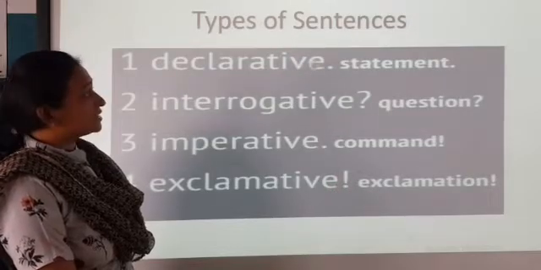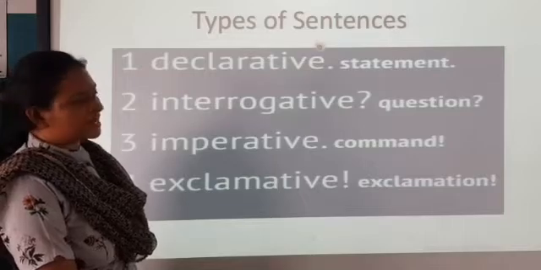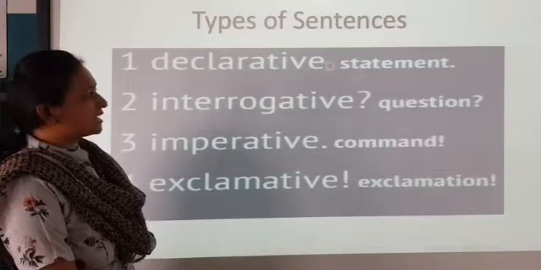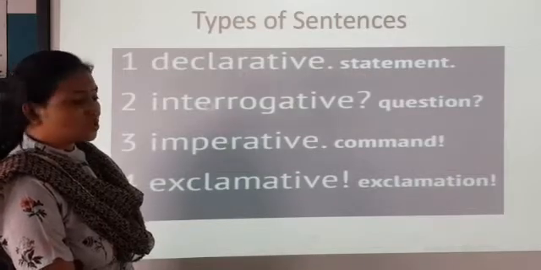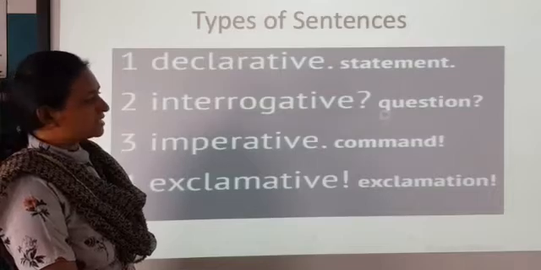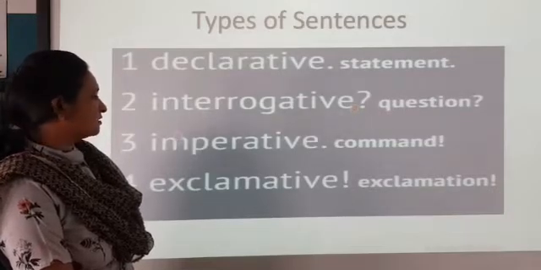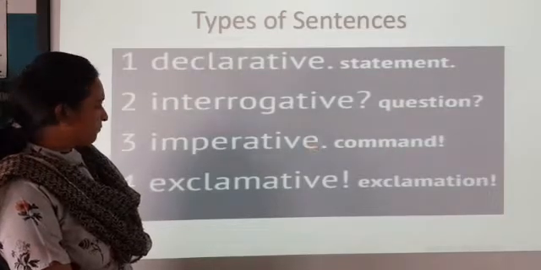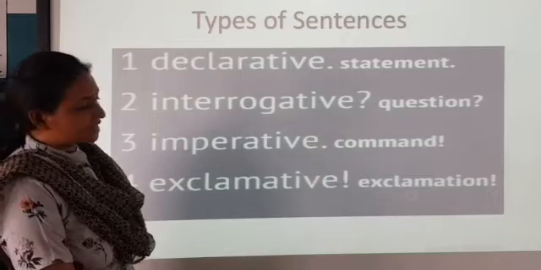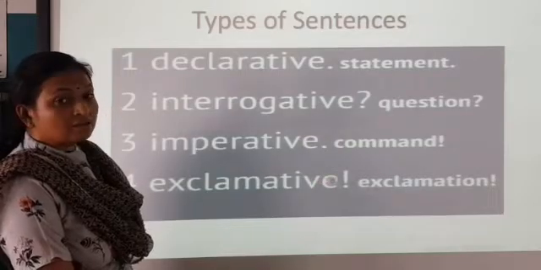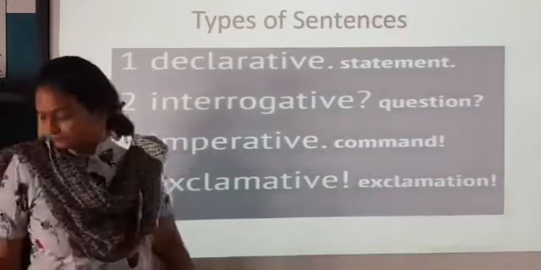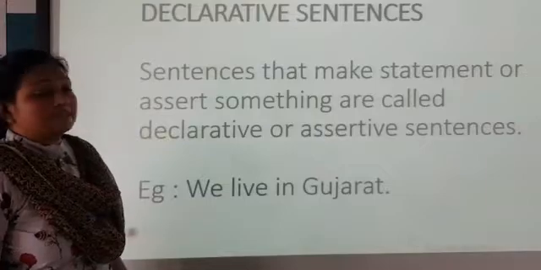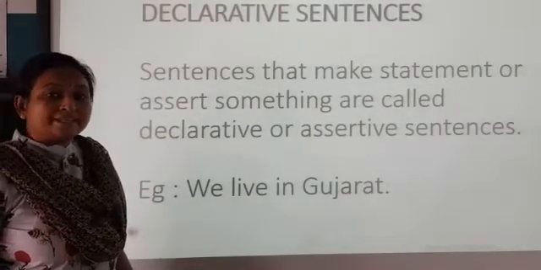So again I am repeating types of sentences. We have four main types of sentence. First one is declarative, which is also known as statement sentence, and it ends with full stop. Second is interrogative, your question sentences, and it ends with a question mark. Then you have imperative, which is also known as command sentence, and it ends with a full stop. Then you have exclamative, known as exclamation also, and it ends with an exclamatory mark. Now in detail I'll be teaching you about these four kinds.